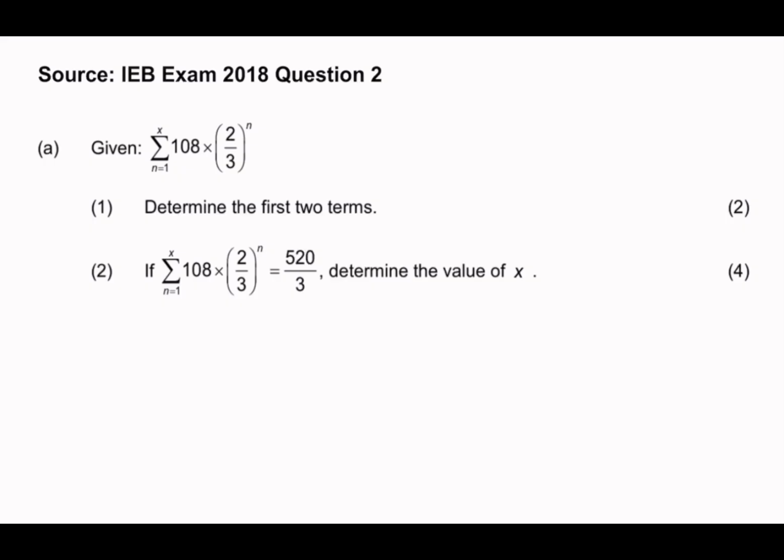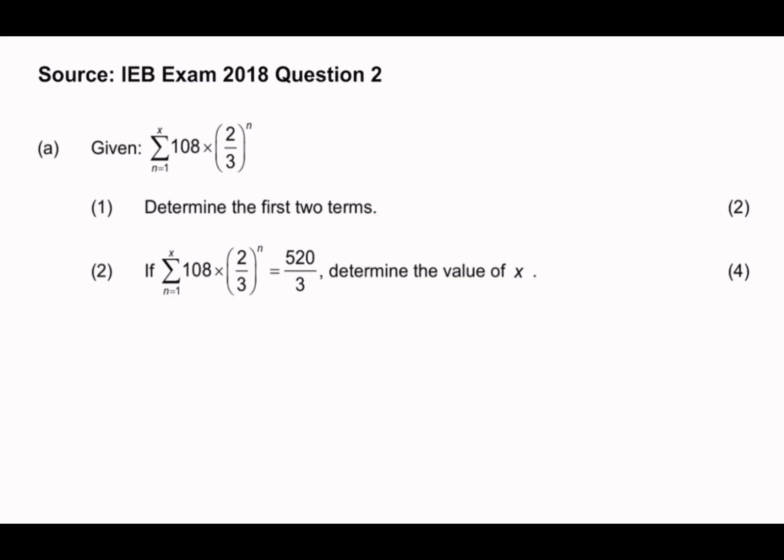So we're given a sigma and it is a sum from n equals 1 to x. So we don't really know what x is. I do suspect we're going to be asked to find that eventually. And the expression is this: 108 times 2 over 3 to the power n. And the first question is asking, determine the first two terms.